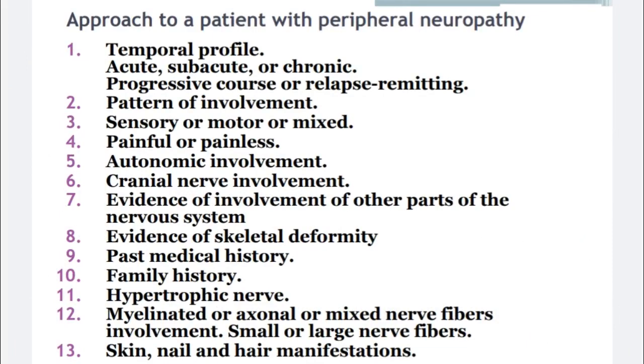Now, approach to a patient with peripheral neuropathy. We have to consider the following points. First, temporal profile, meaning acute, subacute, or chronic, progressive course or relapsing remitting. Pattern of involvement, we will talk about after this. Sensory or motor or mixed, painful or painless. Autonomic involvement, cranial nerve involvement, evidence of involvement of other parts of the nervous system, evidence of skeletal deformity, past medical history, family history, any evidence of hypertrophic nerve, myelinated or axonal or mixed nerve fibers involvement, small or large nerve fibers, and finally skin, nail, and hair manifestation.